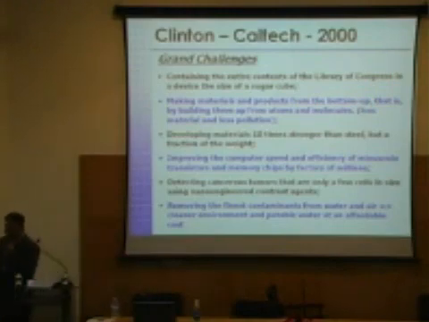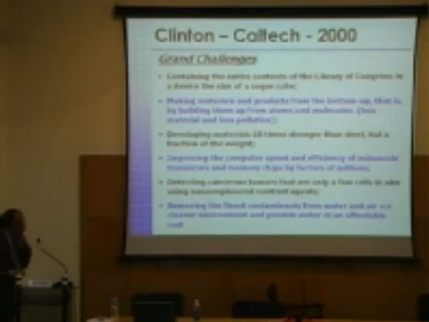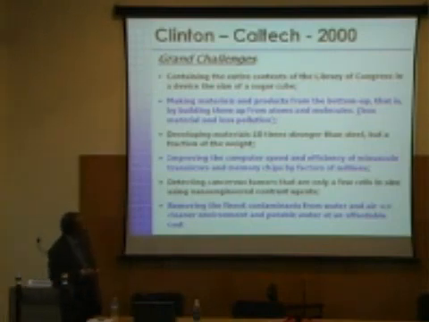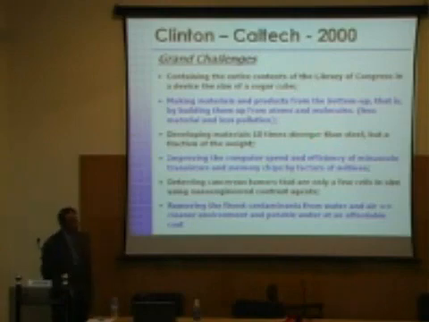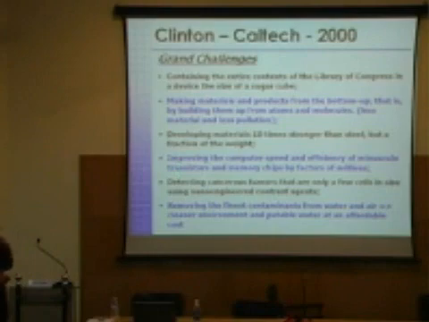A lot of nanochemists take the material and try to chop it up to make it nano. That's what we call the top-down approach. In top-down, there's a lot of wastage. So we try to make materials from the bottom up, which is a more efficient and greener way of doing nanochemistry. And developing materials that are 10 times stronger than steel but a fraction of the weight. These are all White House directives from the President's office.